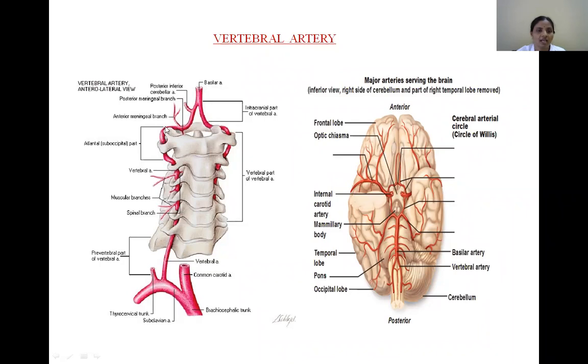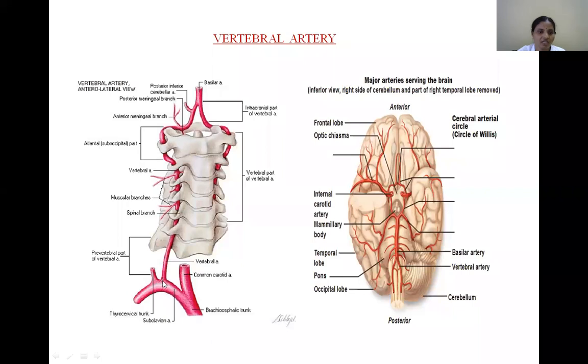See, here it lies on the bone. So what is this bone? The lateral mass of the atlas. Then it ascends, then anastomoses with the same branch of the opposite side. So by its course, it is divided into different parts.